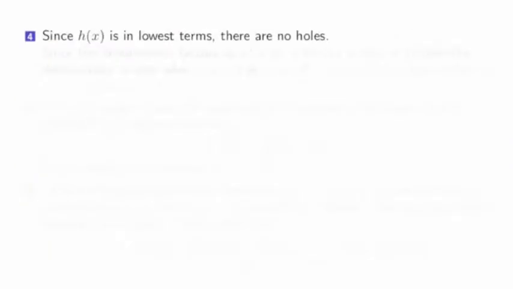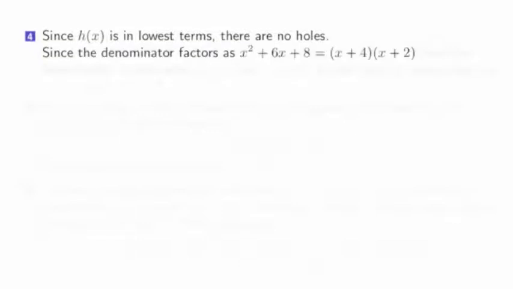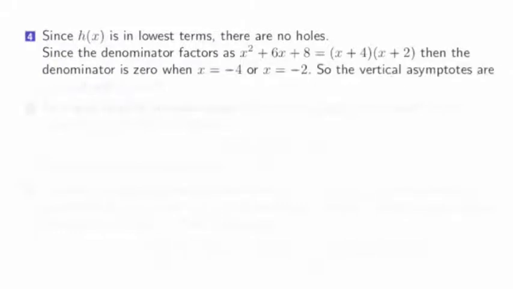Since my fraction is in lowest terms, there are no holes, but the denominator factors this way, and so the denominator will be 0 when x is minus 4 or minus 2. So we have vertical asymptotes here: the line x equals minus 4 and the line x equals minus 2.